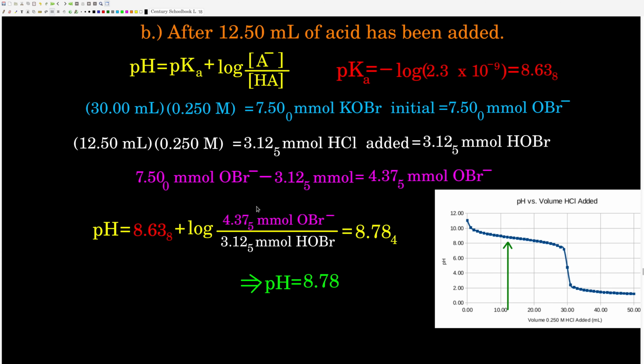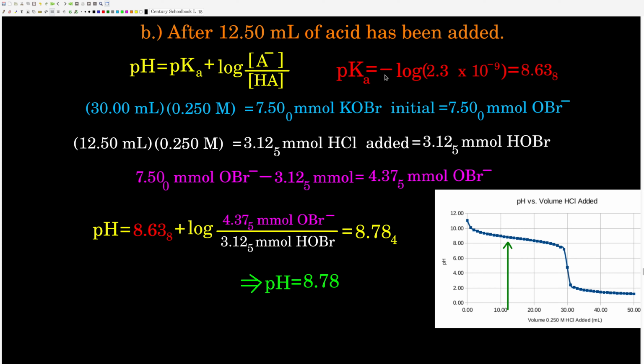So after 12.5 mLs of acid has been added, we can see that the equivalence point is going to be at 30 mLs, when we've added the same volume of acid as we started with of the base, because I set it up with the same molarities. It wouldn't be the same volumes if molarities weren't the same, but don't worry about that now. So halfway is going to be 15. We're not quite to halfway, but we're definitely before the equivalence point. So that means we have a buffer solution. We can use the Henderson-Hasselbalch equation, which is great. So after 12.5 mLs of the acid has been added, we're going to use the Henderson-Hasselbalch.